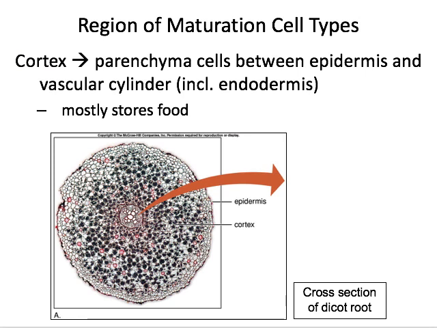So what is this region called cortex? Well, it's simply where we find parenchyma cells between the epidermis and the vascular cylinder. And the cortex includes the endodermis as part of this region. The cortex is situated inside of the epidermis, but outside of the vascular cylinder. The primary function of the cortex region is to store food for these plants.